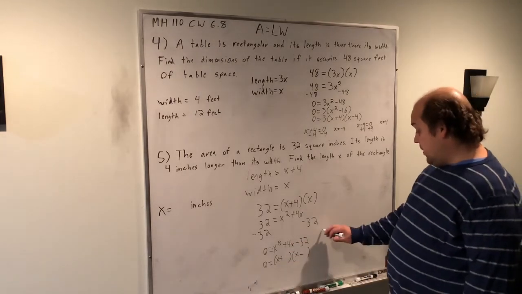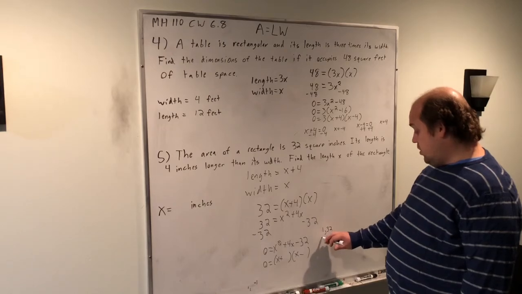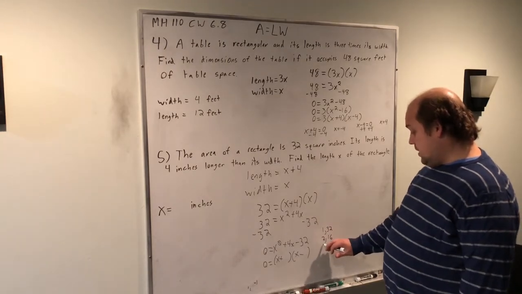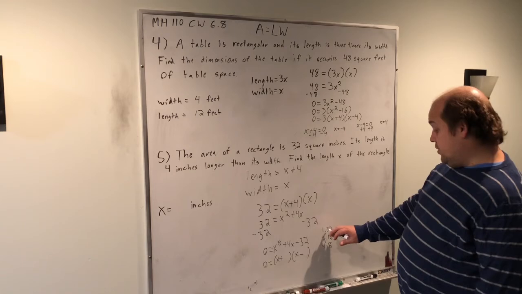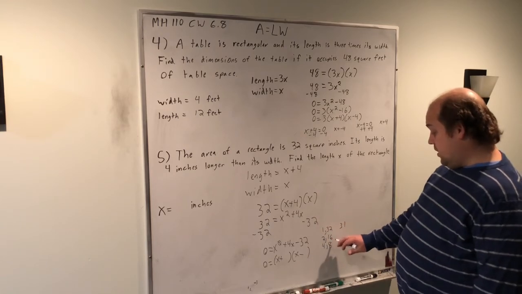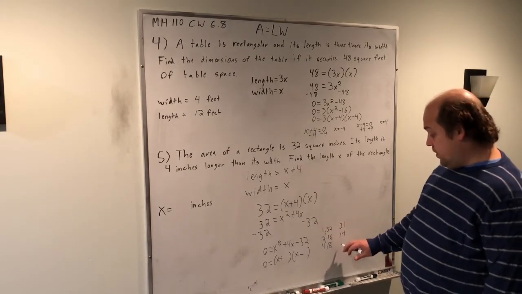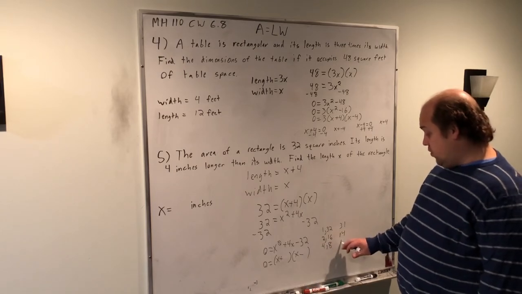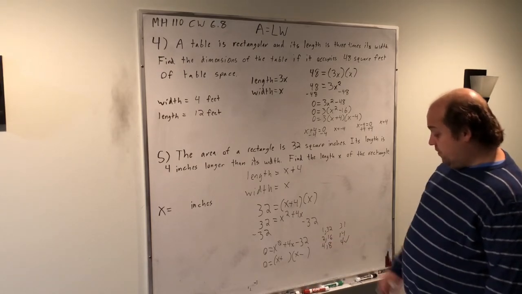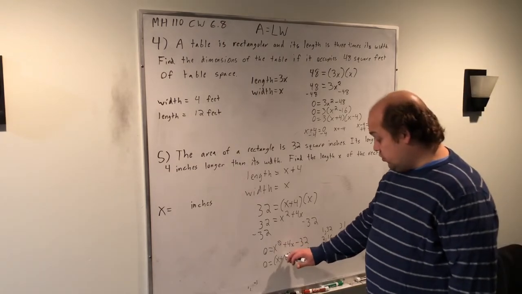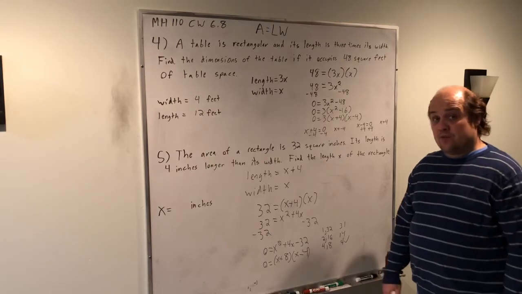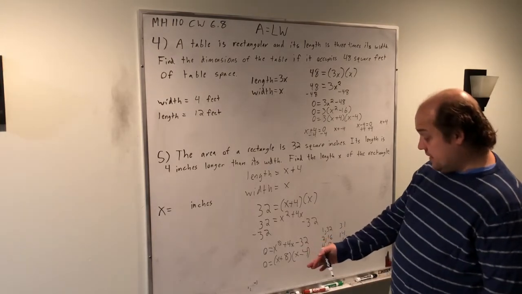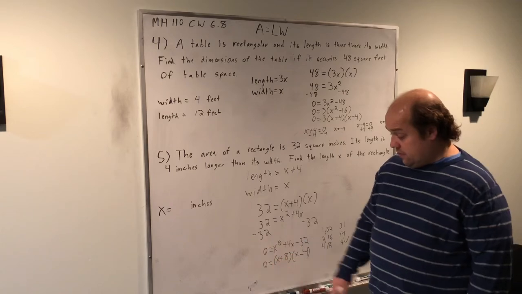Well, the ways to multiply to 32 are 1, 32, 2, 16, and 4, 8. 32 minus 1 would give me 31. 16 minus 2 would give me 14. And 8 minus 4 would give me 4. The one I'm looking for is 8 and 4. So I put the larger one here, the smaller one here. What I now need to do is figure out what can I put in for x to make this statement true where it would be equal to 0.